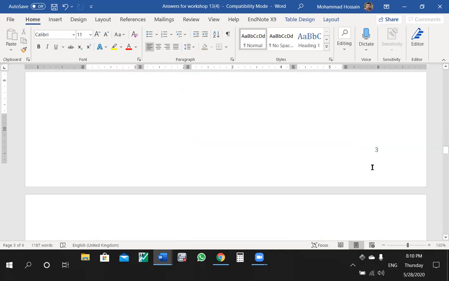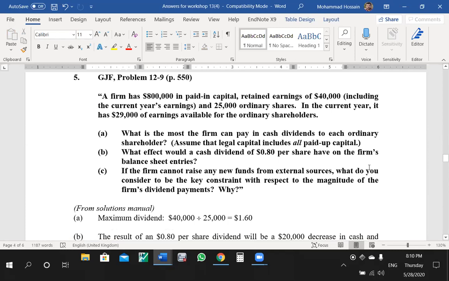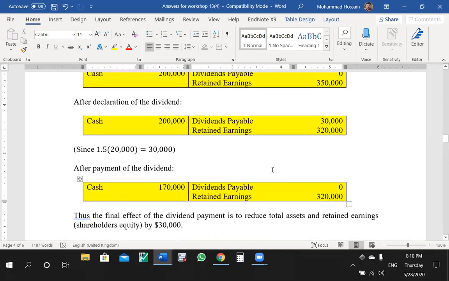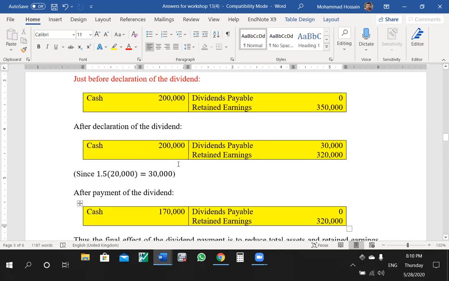This is number 4. Number 5. A firm has 800,000 in paid in capital. Do you guys have any question on this one, on debit and credit things, transfer of accounts, transfer money from the account? Do you have any questions on this one? No? Okay, I'll move on.